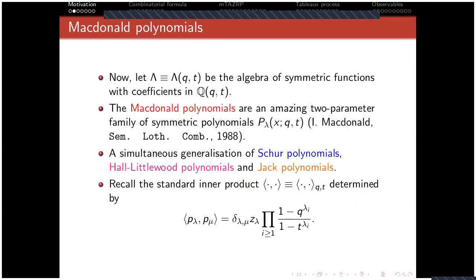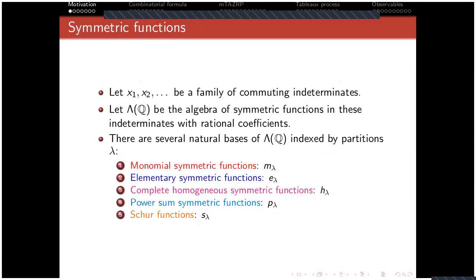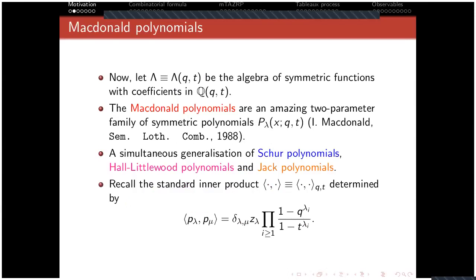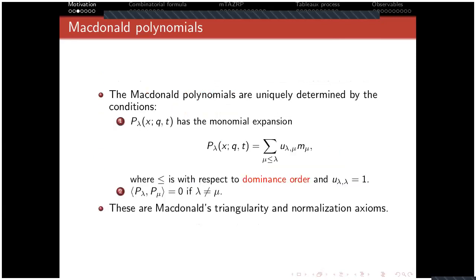Sorry, one second. The last line, what is the small p_lambda? Small p_lambda is the power sum. So they define the basis, and z_lambda is some product of ratios of factorials. I don't want to write it. It's some explicit quantity, and there is this product of ratios. Lambda is a partition, so as Nimisha explained, it has finitely many parts. So you take 1 minus q to the lambda_i, and take the product. Okay. So they are uniquely determined by the following conditions.